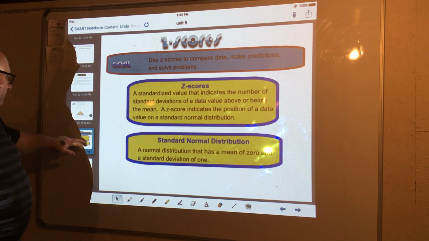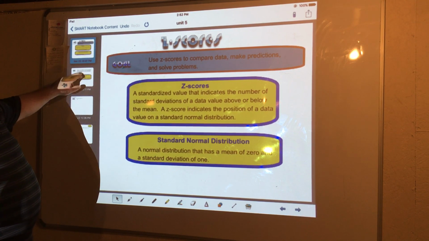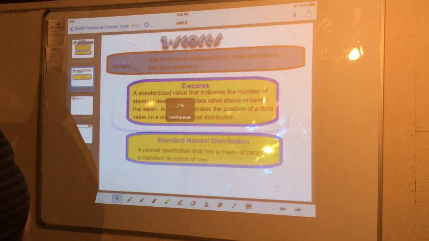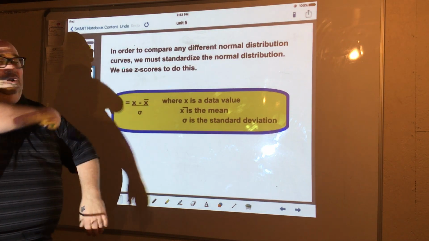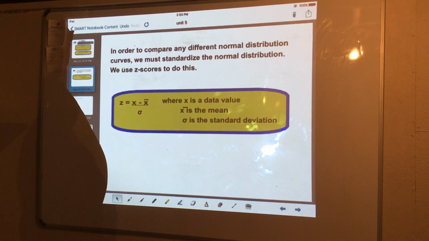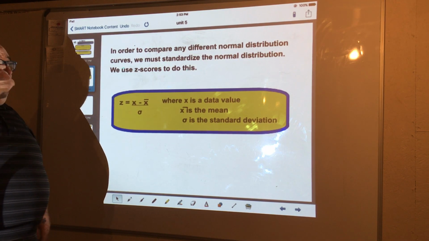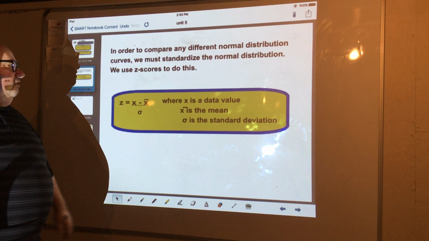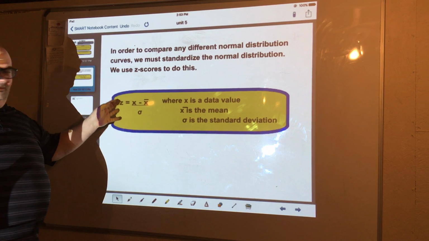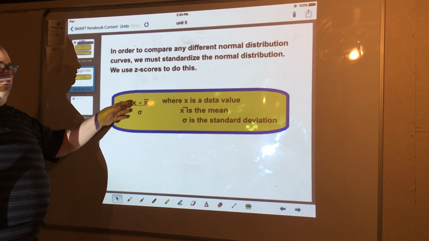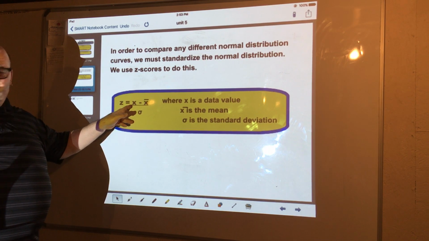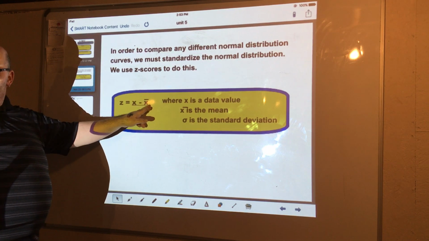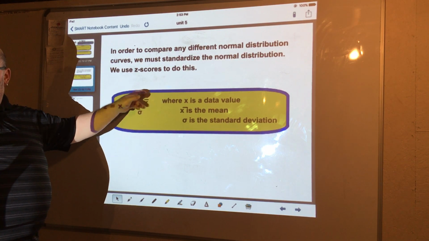All right, let's move this up, and we'll jump to here. So, the formula. In order to compare any different normal distribution curves, we have to standardize a normal distribution. We use Z-scores to do this. So our formula: Z is equal to X, that's our data point, minus the mean, right? Remember the symbol X with a little line on top?